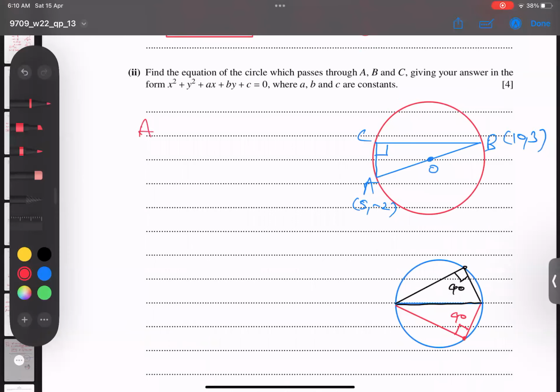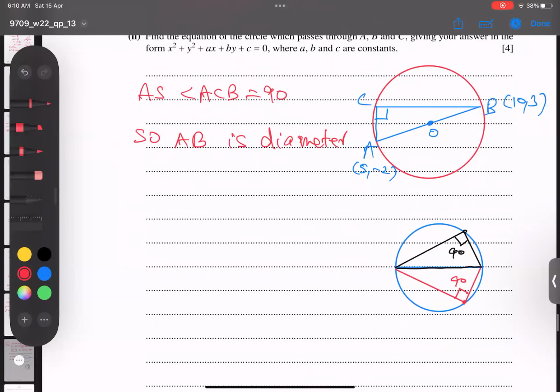So I can say that angle ACB equals 90 degrees, right? So AB is the diameter. There's a confirmed rule. If it is a diameter, this is the midpoint, so I can find the center. So I am now using the midpoint criteria.